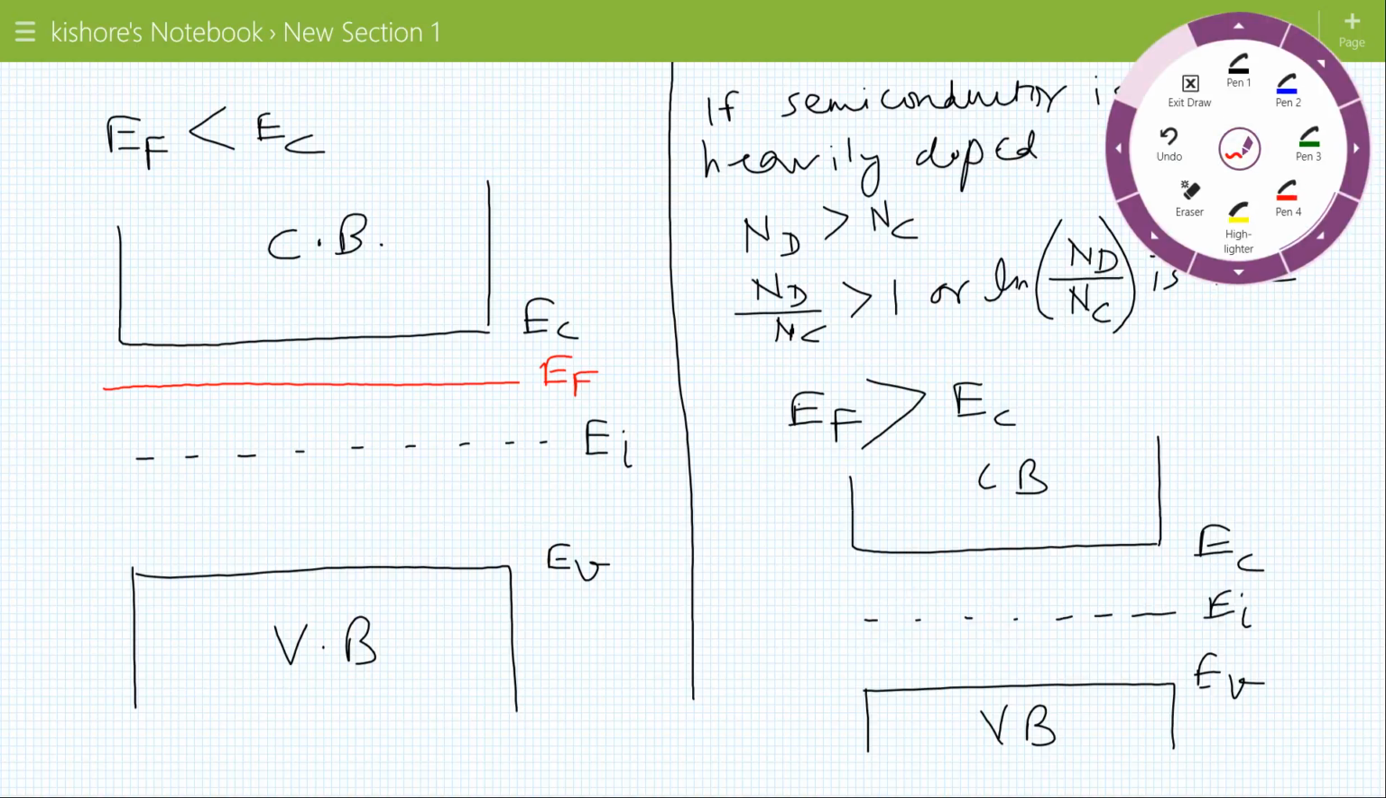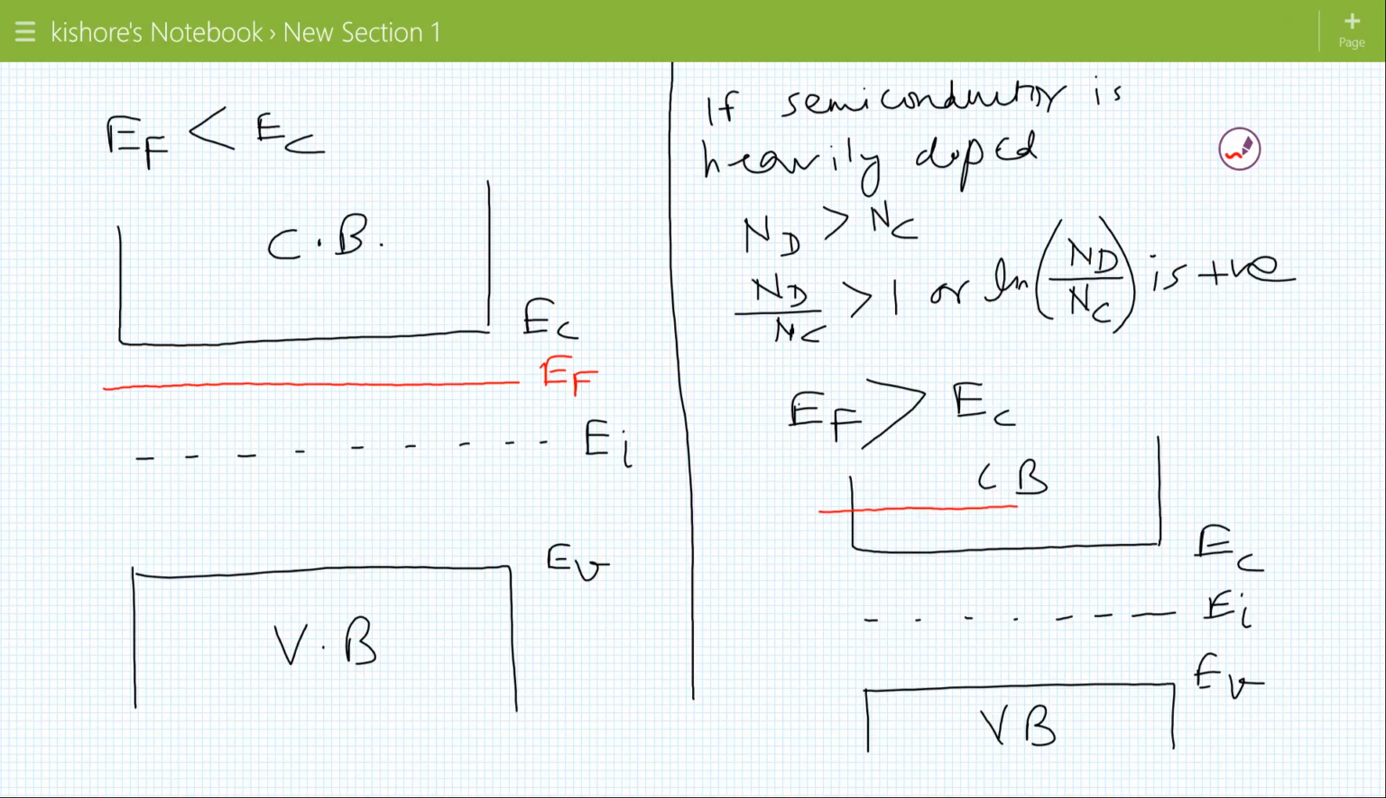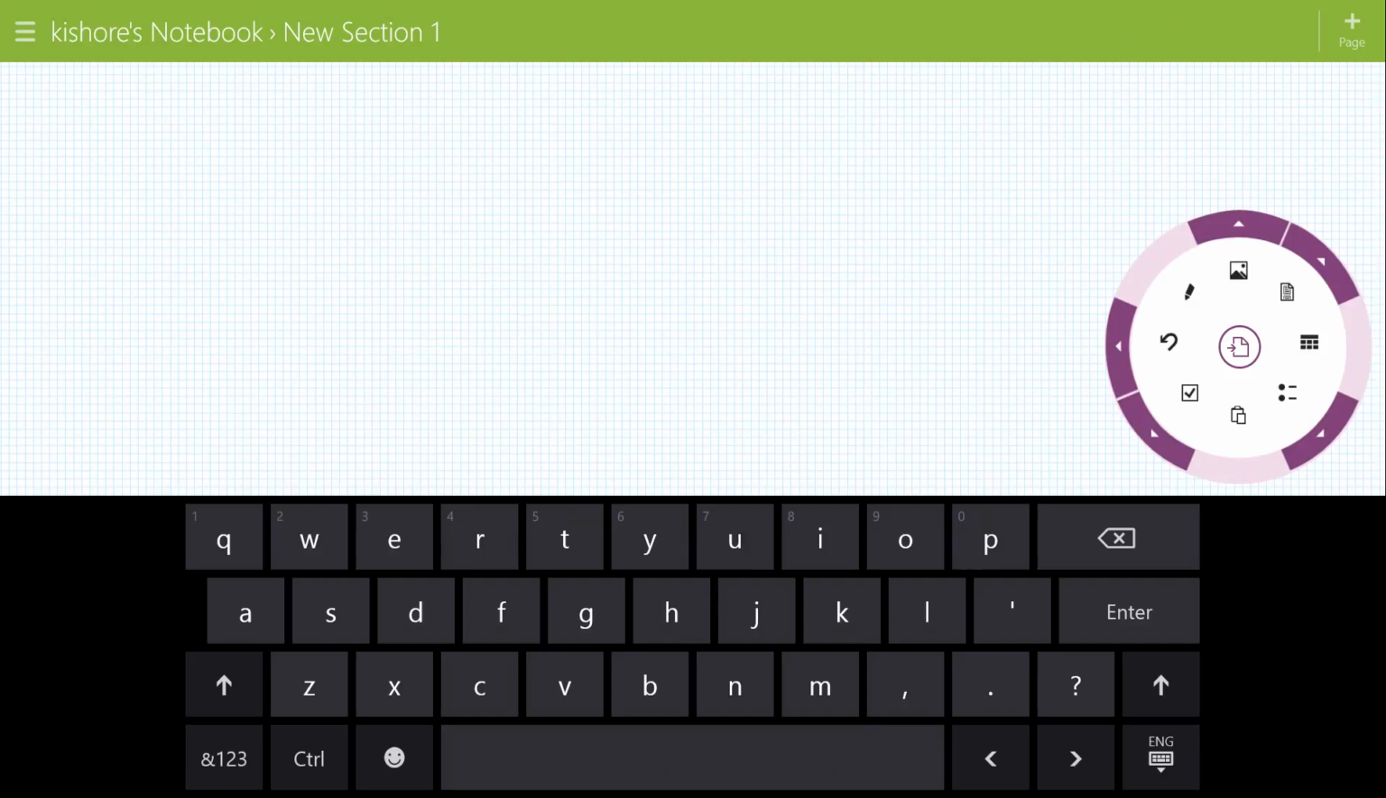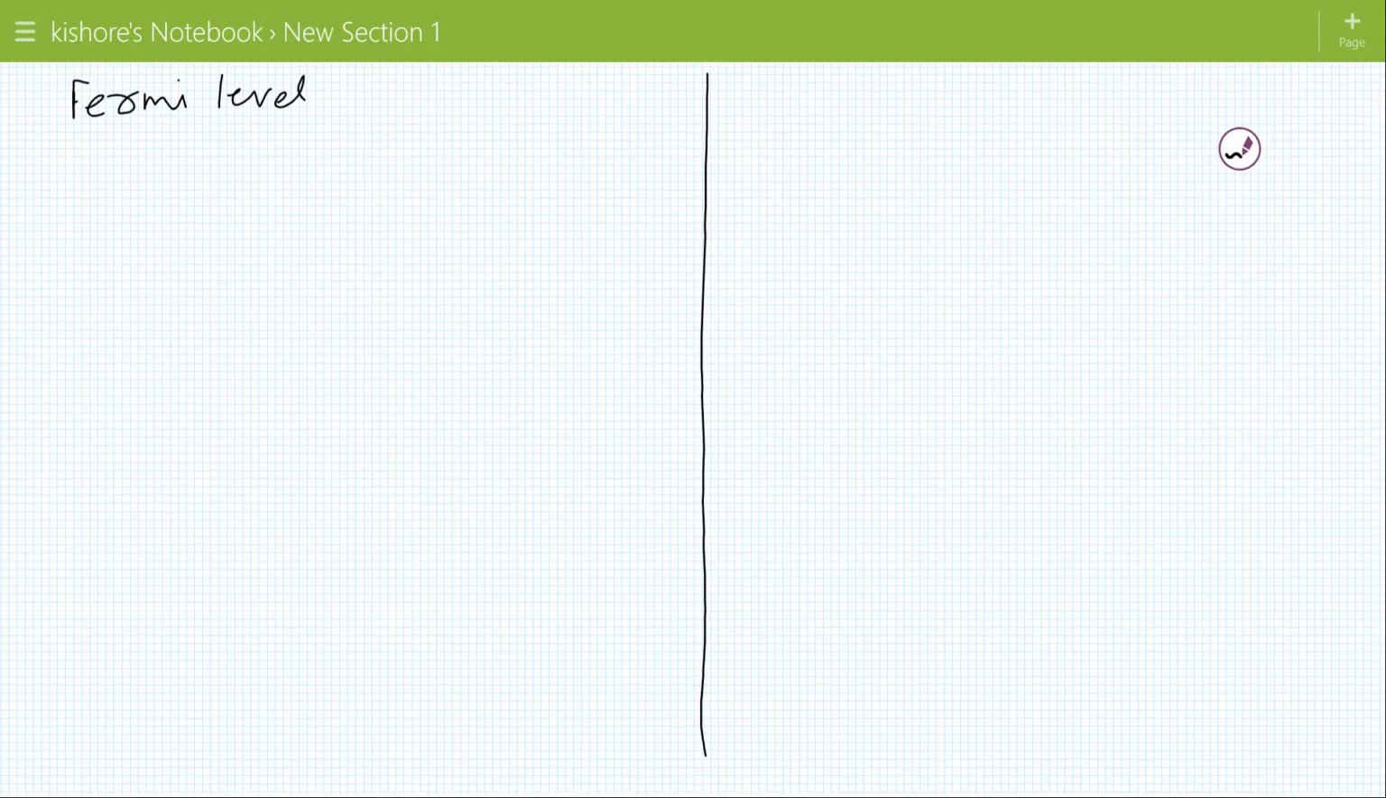This is the position of the Fermi energy level in the case of a heavily doped N-type semiconductor. Now let's see the position of the Fermi energy level in a P-type semiconductor.